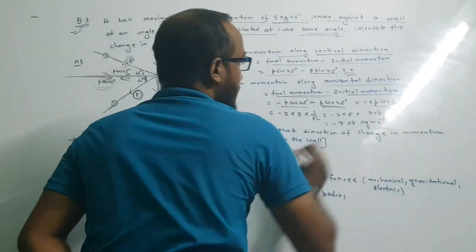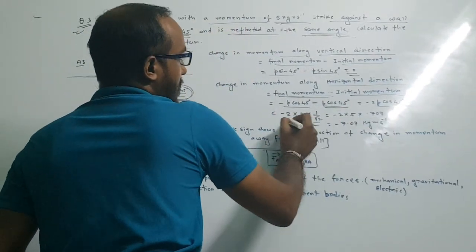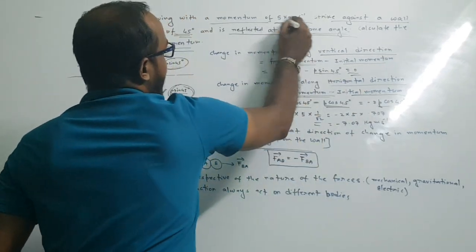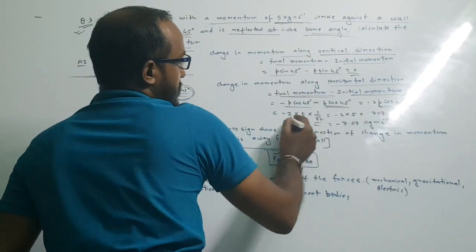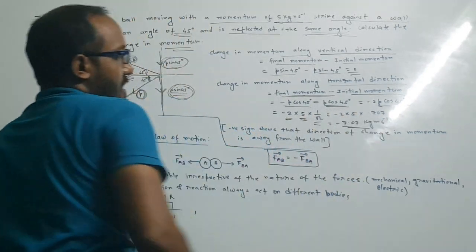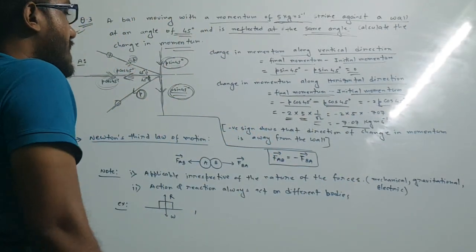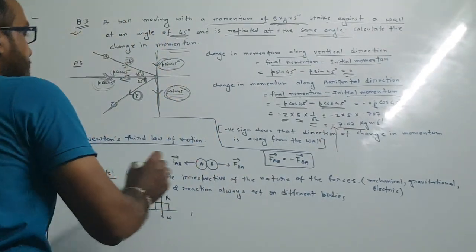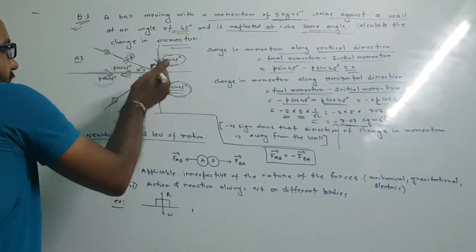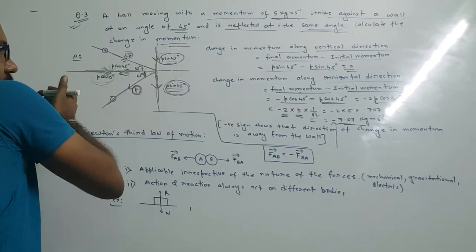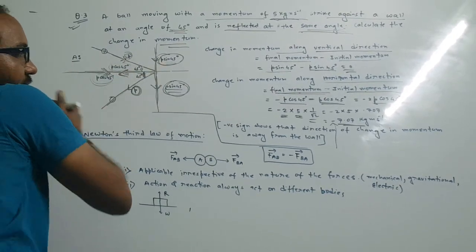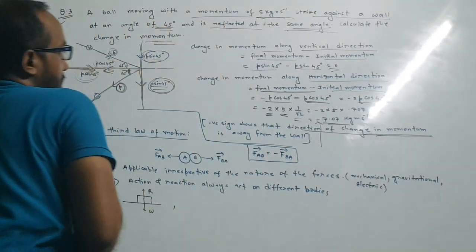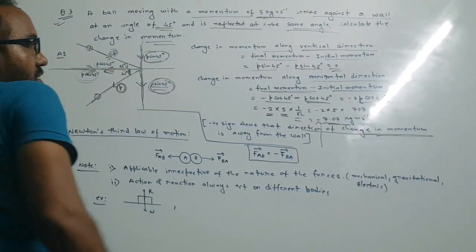Ultimately we got minus 2 P cos 45. Cos 45 is 1 by root 2, P is given as 5 kg meter per second, and here is 2. Calculating this, you will get minus 7.07 kg meter per second. Now what does this minus signify? Minus signifies that the reaction is away from the wall. The direction of change in momentum is away from the wall. That is what the minus symbol signifies.